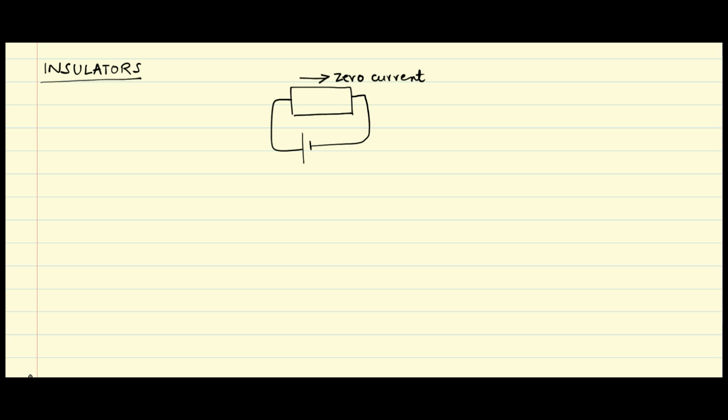The next class of solids to consider is insulators. As you know, insulators are very poor conductors of electricity, and hence if you take an insulator and you apply a potential difference across it like this, then you get zero current or almost zero current. And the reason for this behavior of an insulator is once again found in the energy bands.